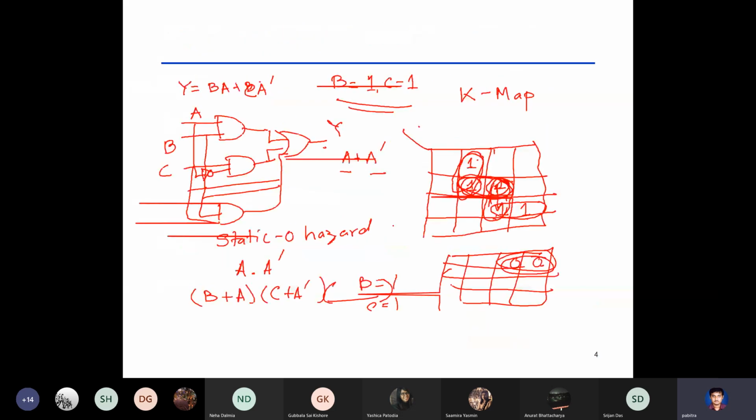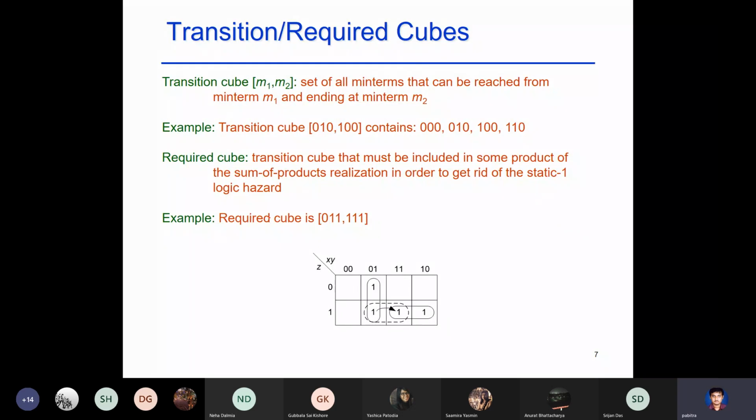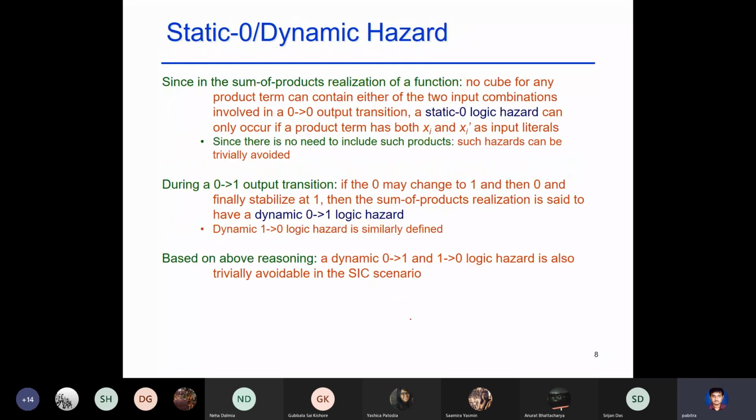So as I explained here, these are kind of required cubes. The redundant AND block is a required cube. This redundant AND is a required cube, which you need to avoid the hazard. Okay, so this dashed line is a required cube. So this is also the same thing we already discussed.